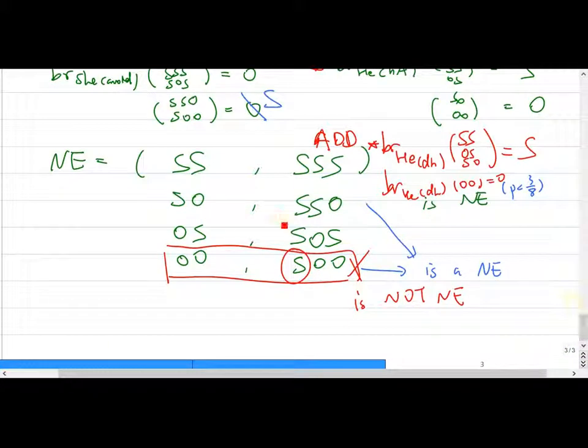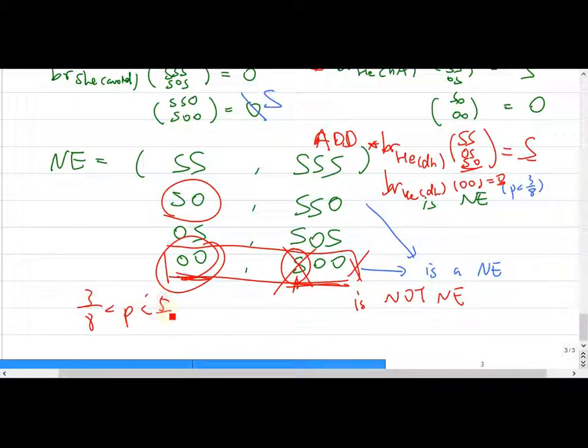And when we check the one here, the S is still a best response to the SO strategy, but here the S would not be a best response for OO, so this one is wrong. So again, this OO, SOO, in the case that P is in between these two, it's not a Nash. So I said it's a Nash, but it's not a Nash.